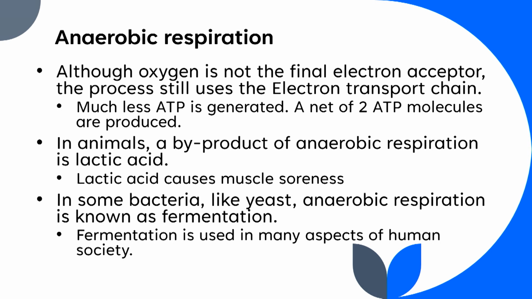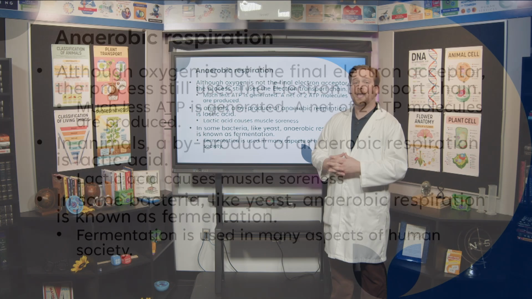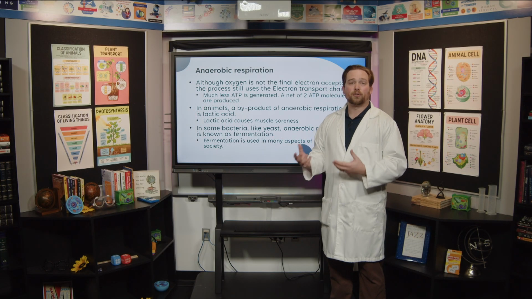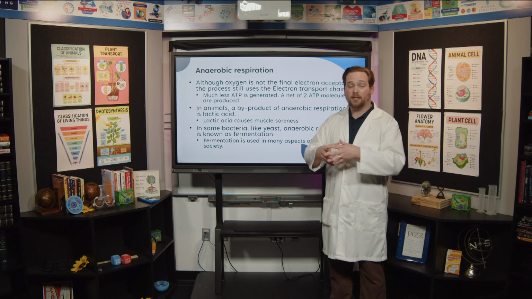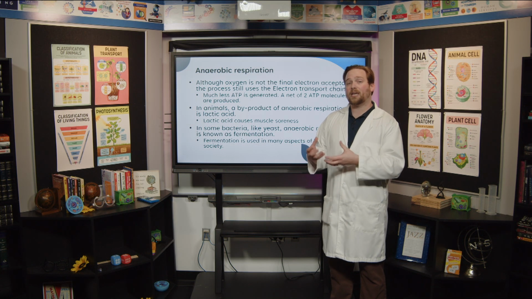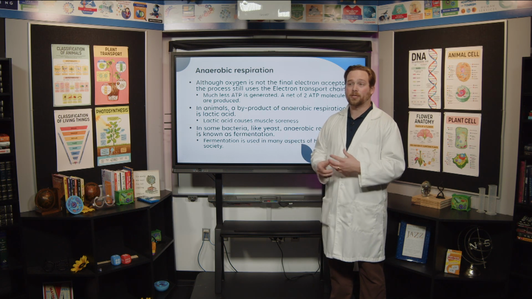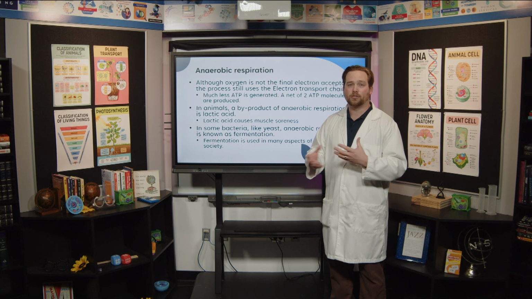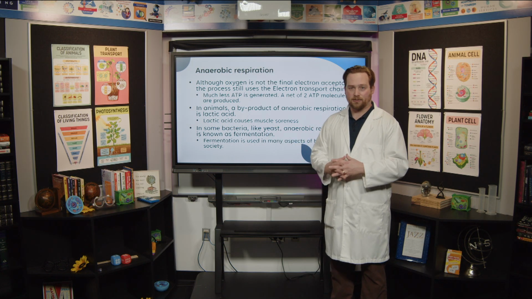Okay, so anaerobic respiration, this makes less energy, but you don't need oxygen to do it. Although oxygen is not the final electron transport acceptor, the process still uses the electron transport chain. So think back to what we were just talking about. In aerobic respiration, we use that thing called the ETC, the electron transport chain. We do the same thing in anaerobic respiration, but we can't use oxygen, so the final product is a little bit different.